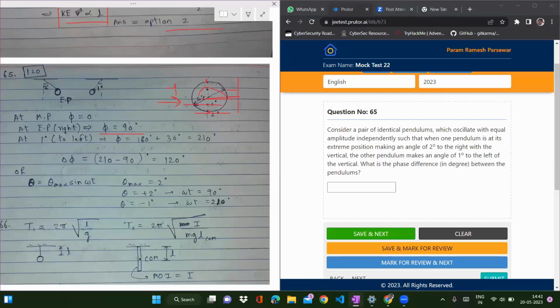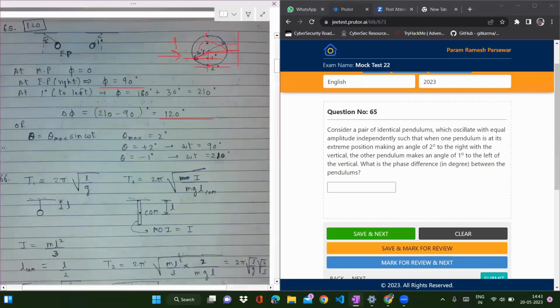Then you can calculate that as the maximum amplitude is 2 degrees, the length of this arrow will be 2 degrees. This vector will be 2, magnitude will be 2 degrees and 1 degree. If this is, then the angle comes out to be 30 degrees from the horizontal. So it comes out 180 degrees plus 30 degrees, 210 degrees. So the phase difference will be 210 minus 90, 120 degrees.